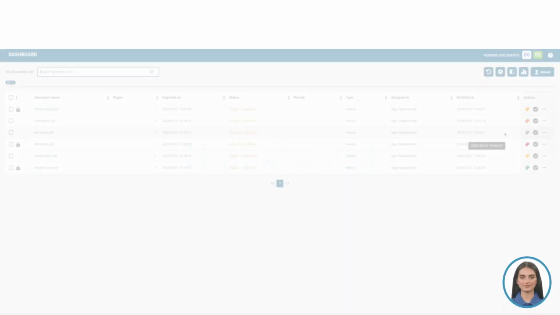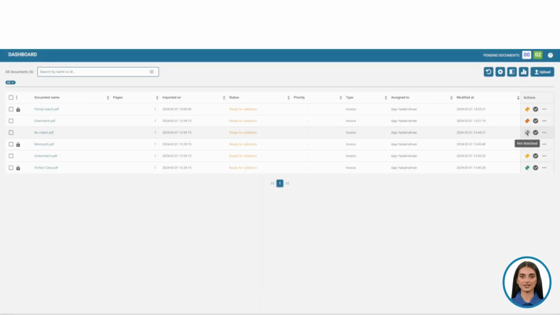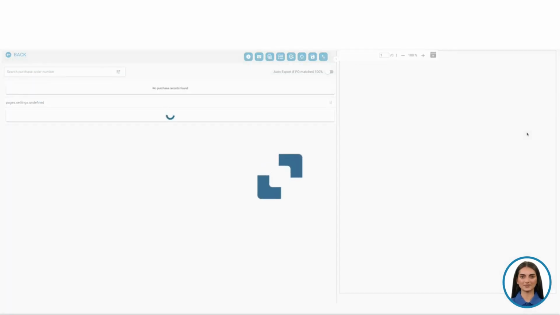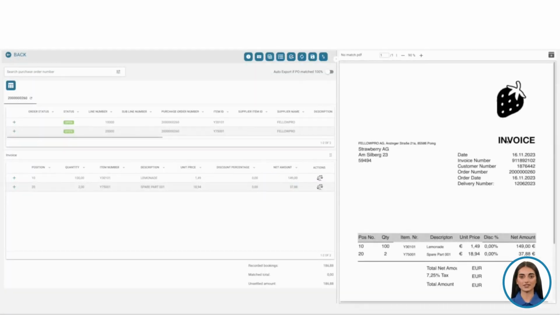Unmatched. The reason for the unmatched indicator could be due to there being no match at all, meaning none of the line items of the invoice could be linked to any purchase order line items.